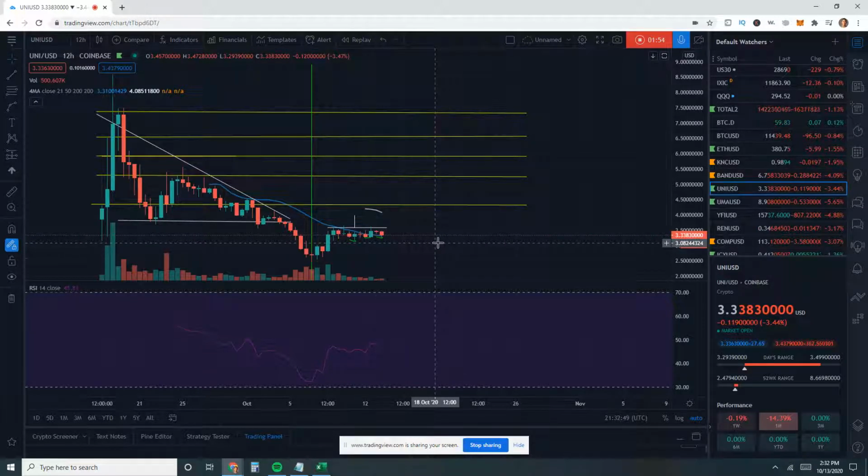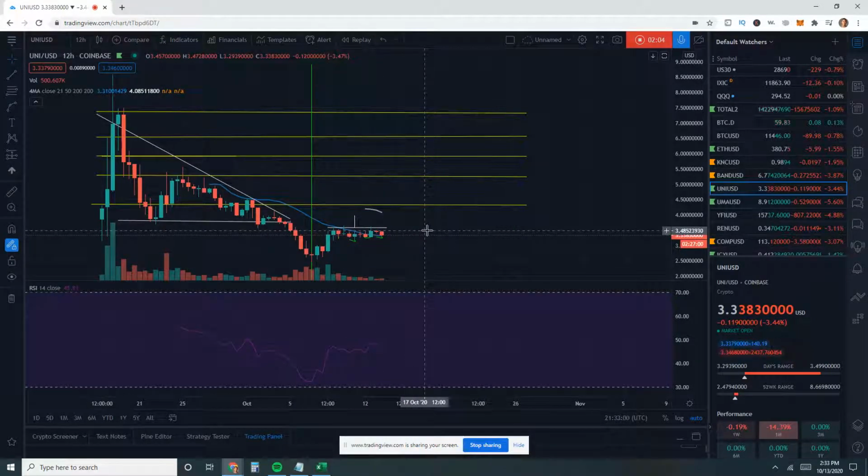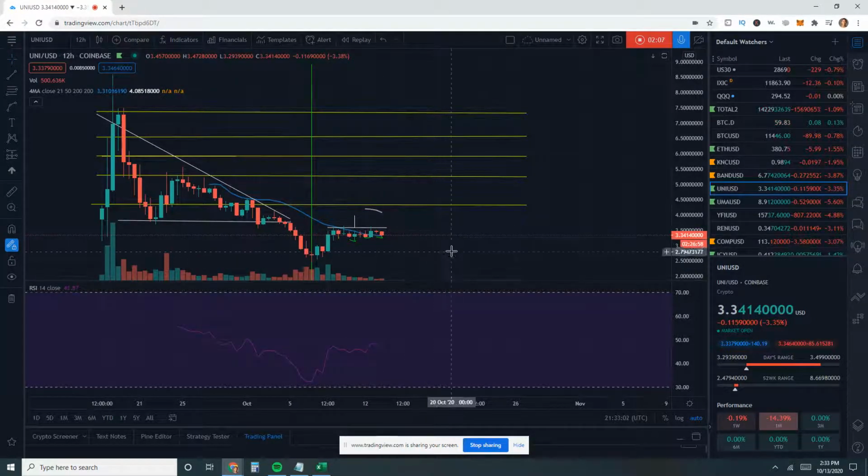So what I ask myself is, you see a downtrend right here, so what will actually break this downtrend is when the price closes above this 12-hour moving average. So that is a good reversal sign to me and a confirmation to me.